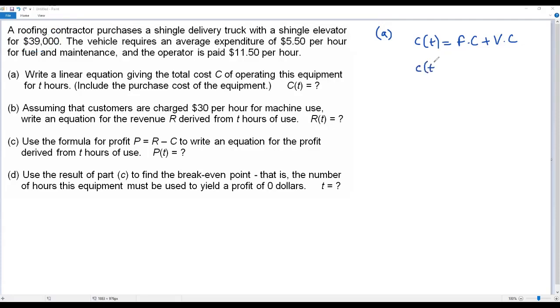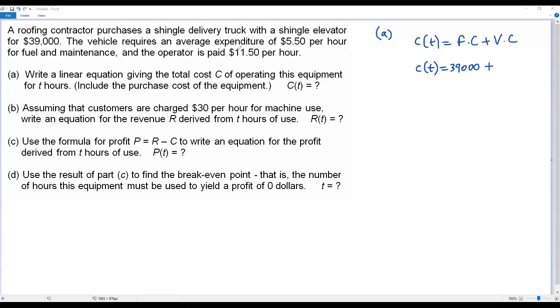So let me write it over here. So $39,000 is the fixed cost. Okay, variable cost is the money spent each hour. So it is given in 2 categories. The first category is for fuel and maintenance, and the second category is the salary paid for the operator. So in the first category, $5.50 per hour is spent for fuel and maintenance. In the second category, the operator is paid $11.50 per hour.